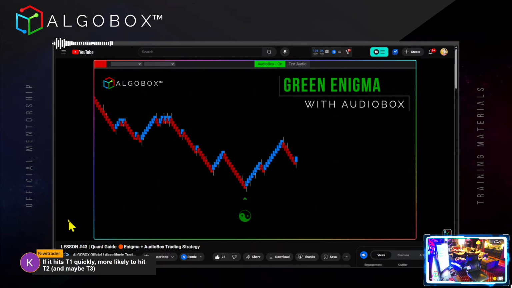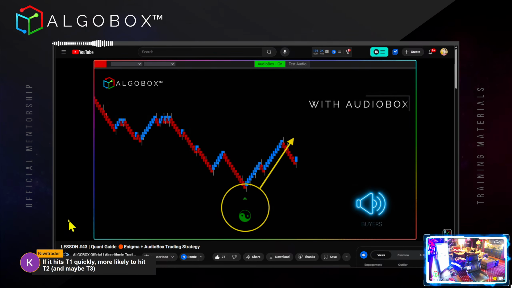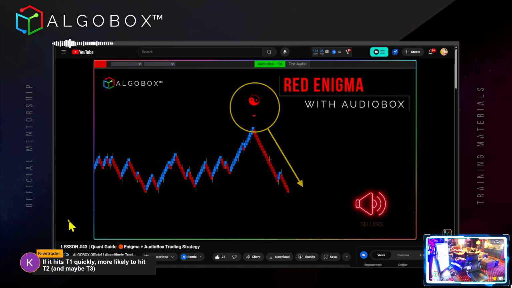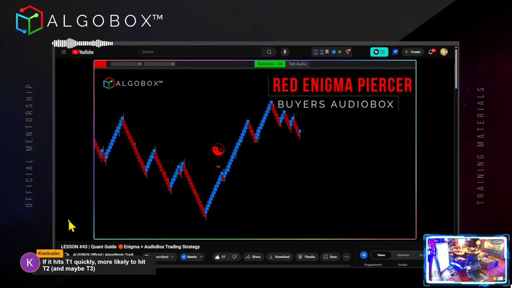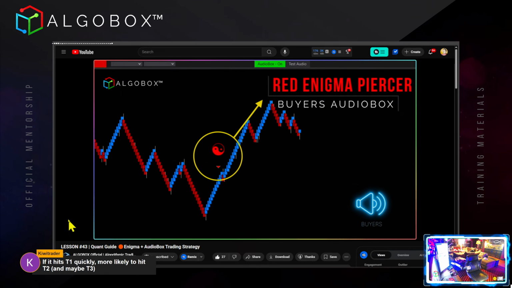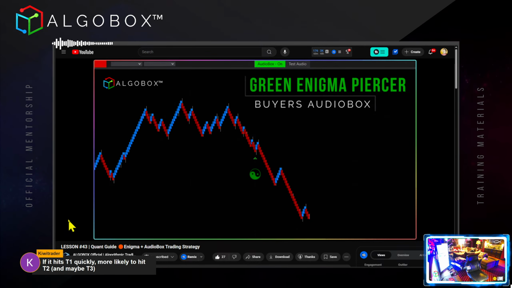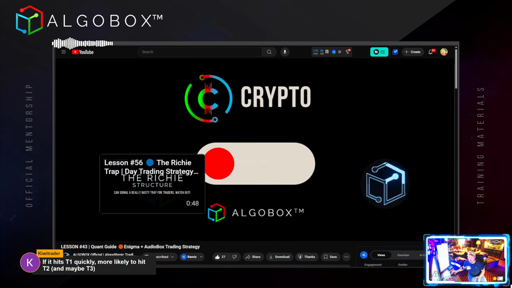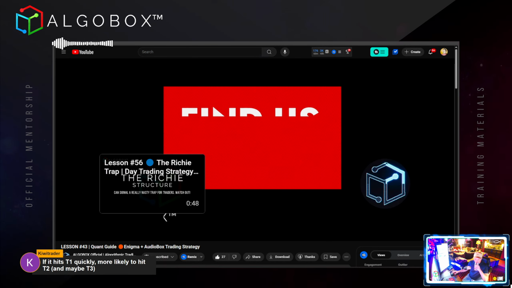Enigma and AudioBox strategy from Algobox, a powerful combination for real-time order flow analysis. When a green Enigma appears and AudioBox confirms with large buyer sounds, it signals a potential upward move. This is your cue to watch for bullish opportunities. On the other hand, a red Enigma with AudioBox confirming large seller signals selling pressure, creating an opportunity for shorts. Look out for the Enigma piercer setups. When price pierces an Enigma and AudioBox confirms the move, it can signal a strong entry point. Combine these signals for precision trades. Use this combo to identify strong setups and trade with confidence. See you in the next one.